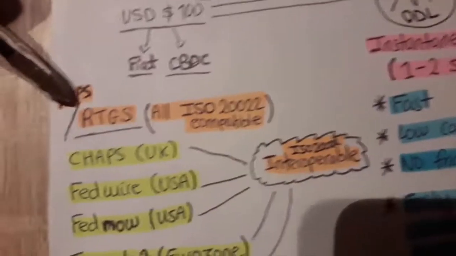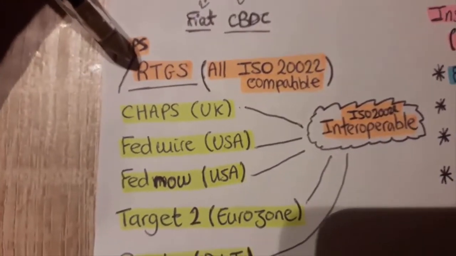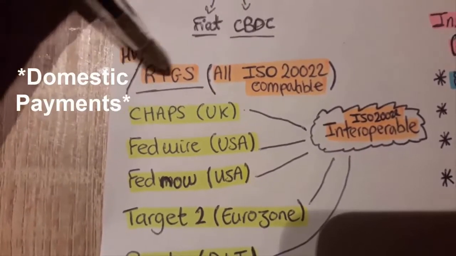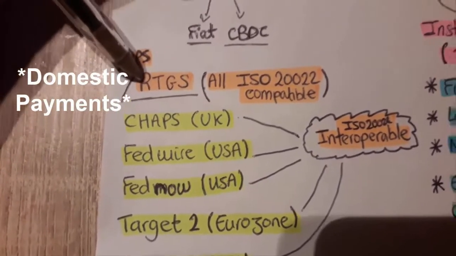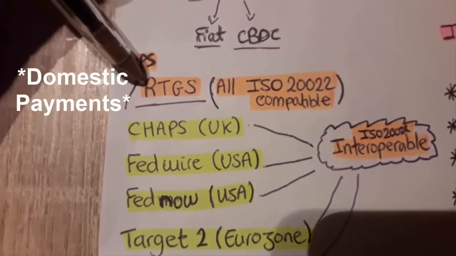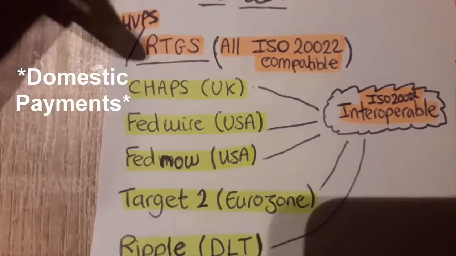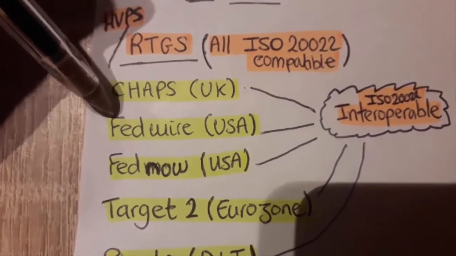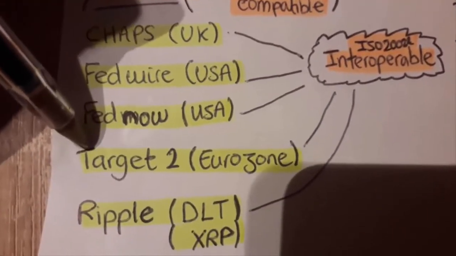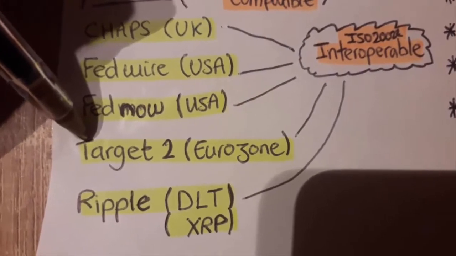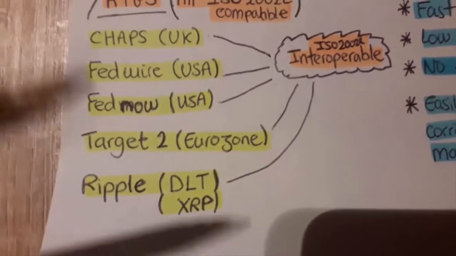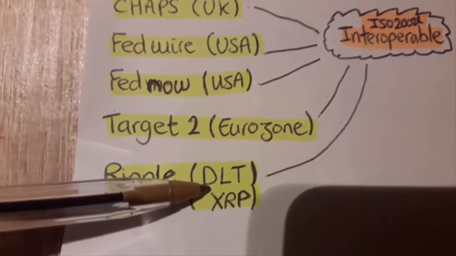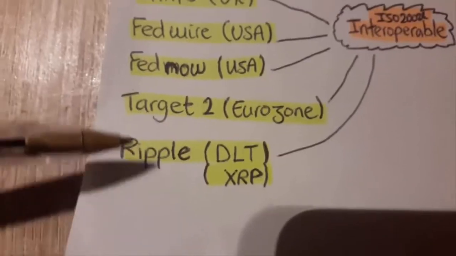And these are basically the infrastructures that banks use for cross-border payments. So you can see it's their payment system that a bank would use for cross-border payments. So in the UK, our RTGS system is CHAPS. In America, they have FedWire and FedNow. In Europe, they have TARGET2, Eurozone, and the ISO 20022 compatible DLT RTGS system is Ripple.